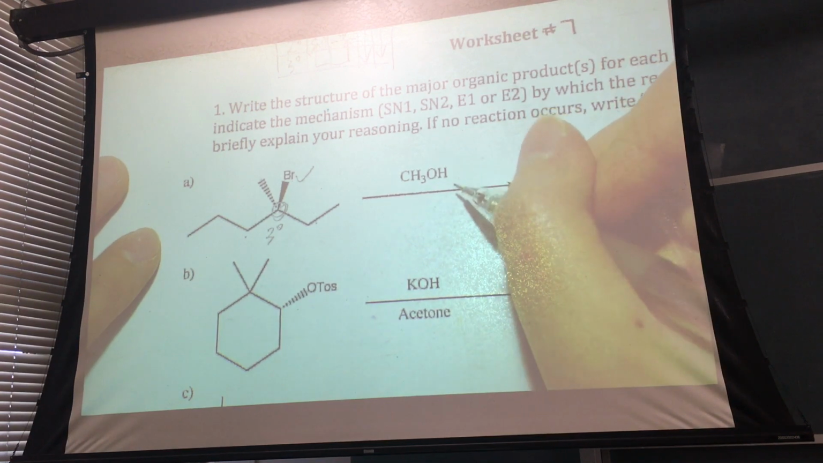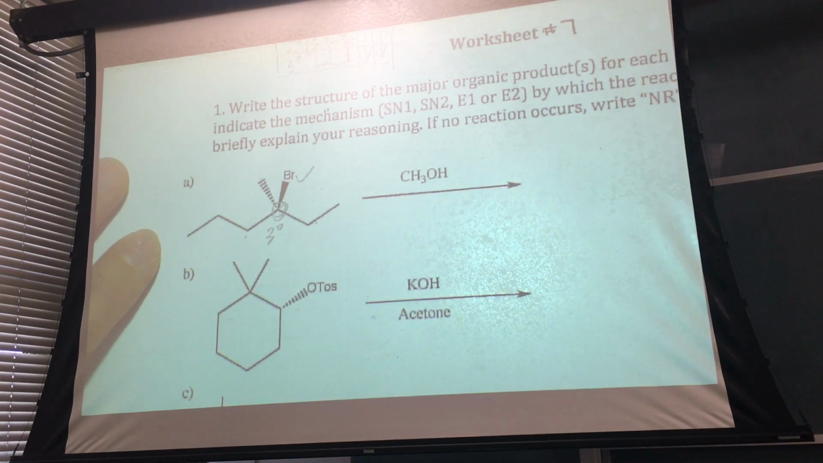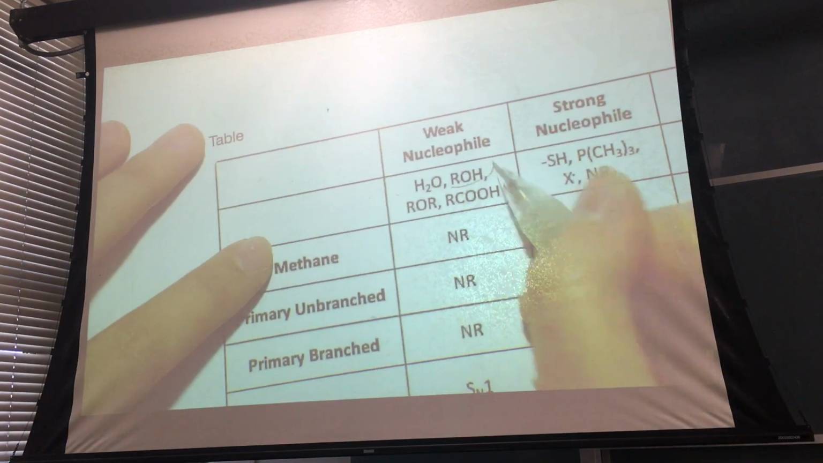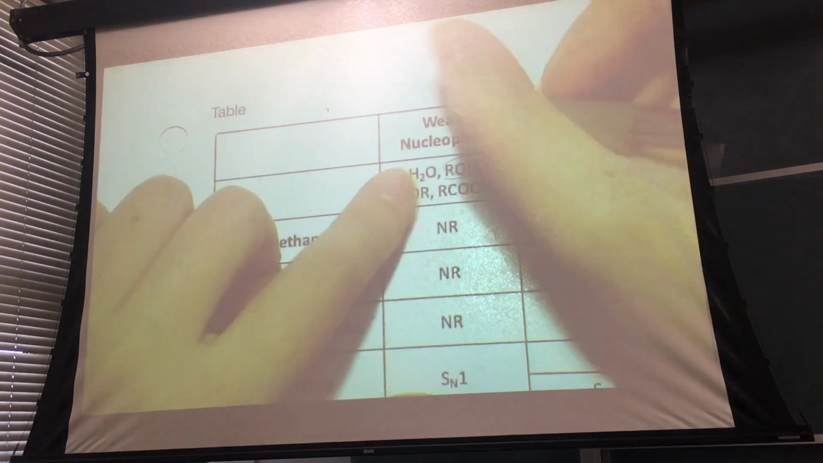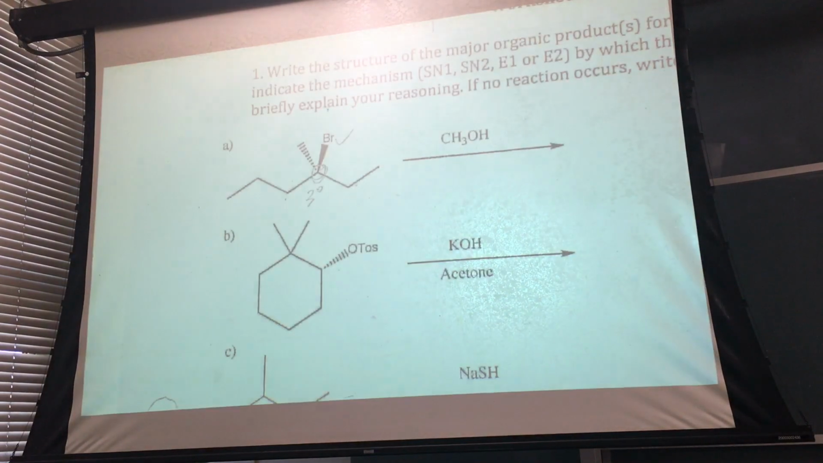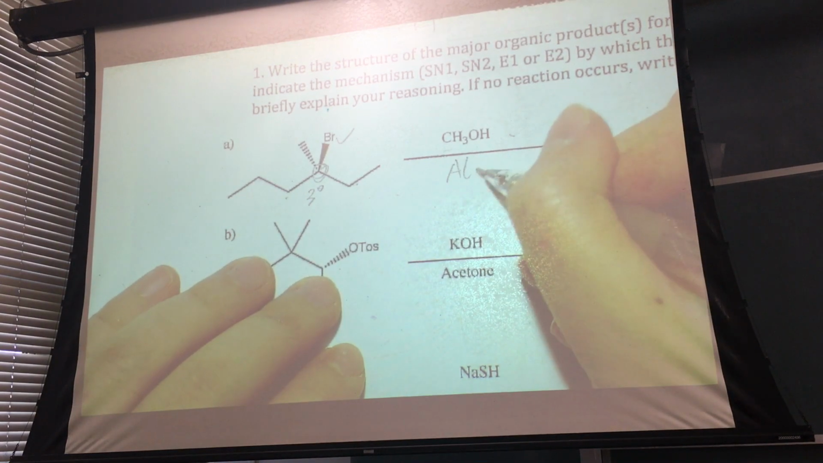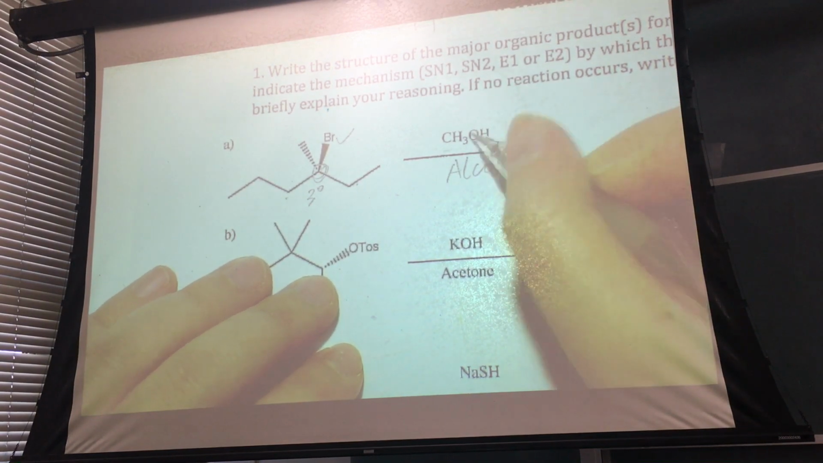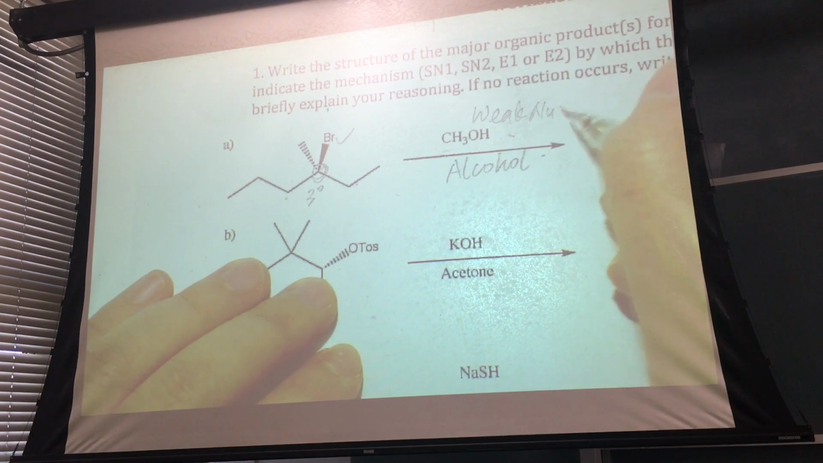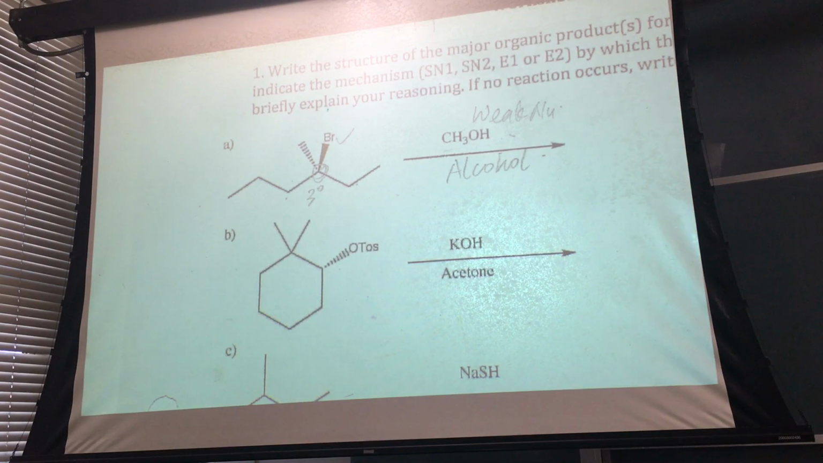So CH3OH, tell me, is it a nucleophile? A vote for nucleophile, hands up. Vote for base, hands up. How about the rest? Okay, CH3OH is alcohol, ROH. R at your stage means a carbon-hydrogen group. So CH3OH is alcohol. So alcohol is a weak nucleophile. Can you tell me what reaction it is?